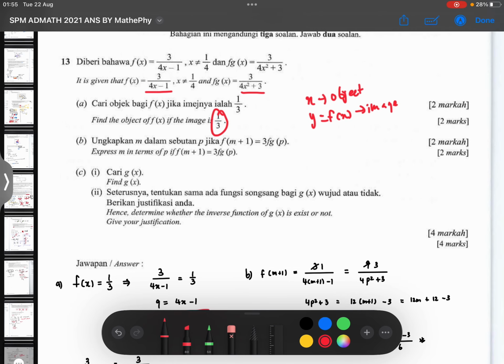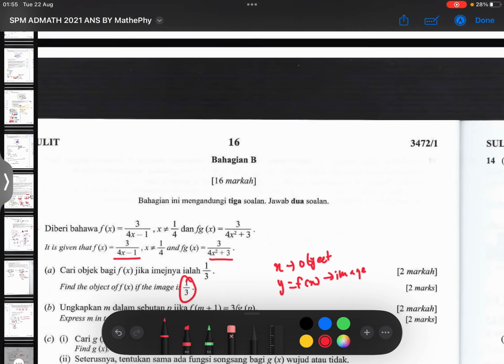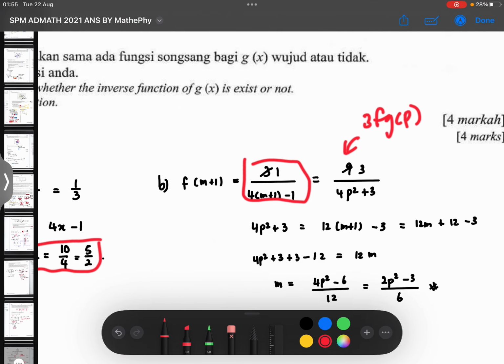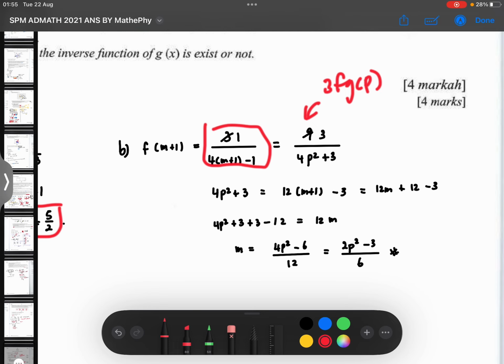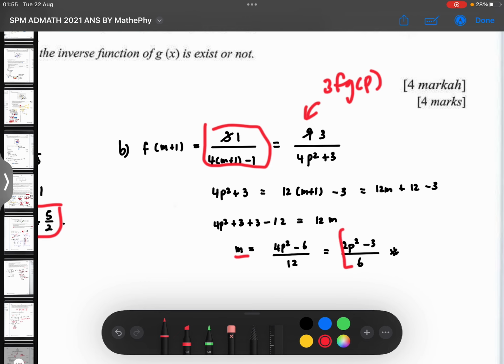B, express m in terms of p if f(m plus 1) is 3 times fg(p). So first find f(m plus 1), which is this. I need to equate it with 3fg(p). From here I just multiply by 3 and then substitute p, replacing x with p like that. So I get 9/4 p squared plus 3. I just solve the algebra, and I get m equals this finally.